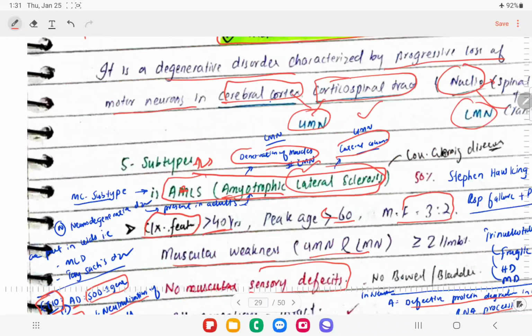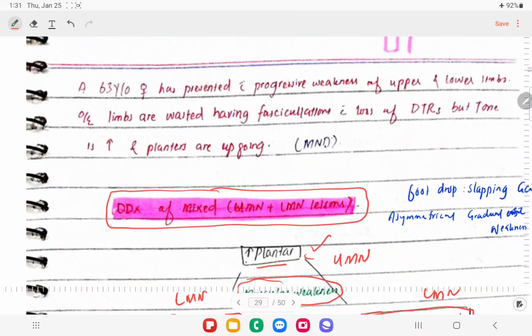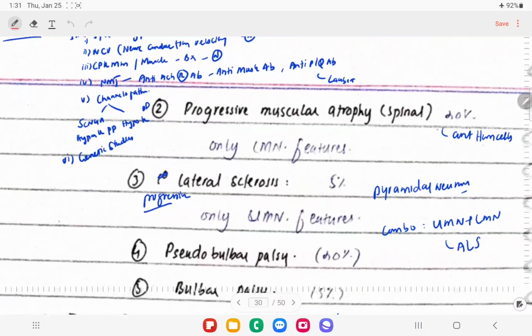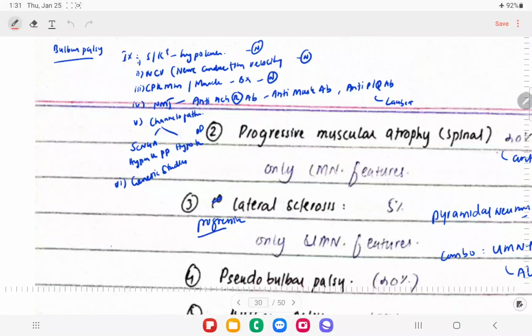So let's move on to the next page. All right. So how are we going to investigate these patients, right? Any patient that comes with weakness, we have to check the serum potassium levels, check for hypokalemia, right? We have to check the nerve conduction studies, nerve conduction velocity, that will be normal in these patients.